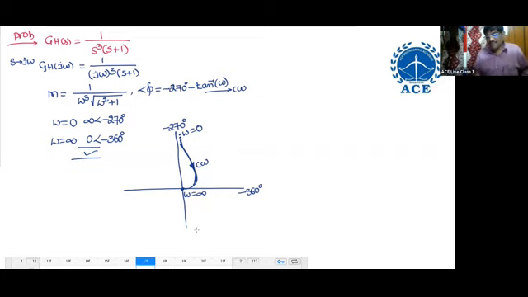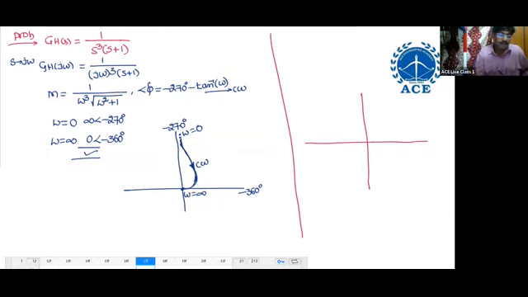Tell. First I take 1 by S. Then I take 1 by S into S plus 1. When I take 1 by S into S plus 1, how do we get the plot? It starts at minus 90. Start here at minus 90. End at what? Minus 270. Like this. This is the plot.